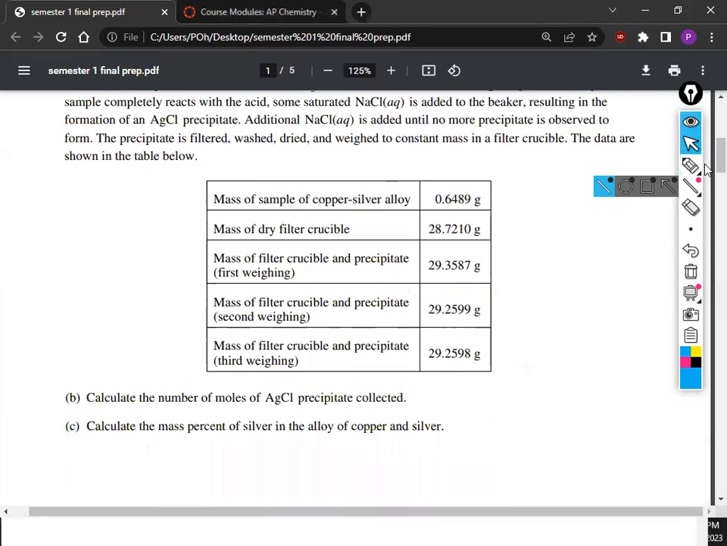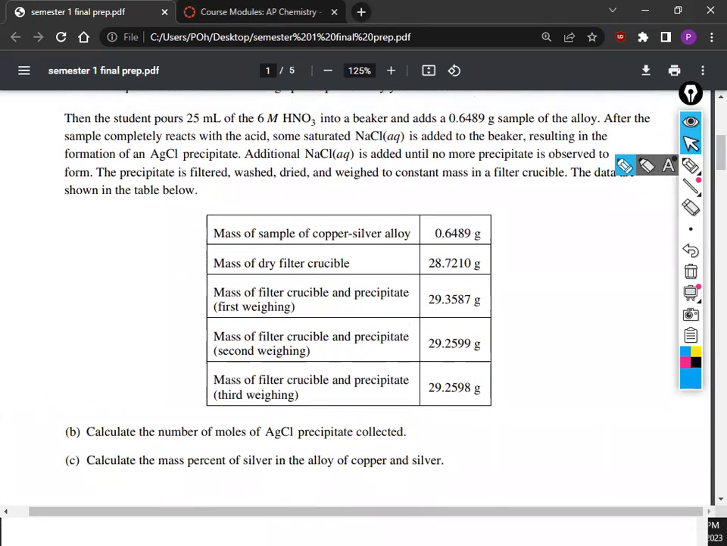Now, I'll give you guys about 5 minutes to do part B. This one, you're gonna be analyzing some data right here, and you're gonna be calculating the moles of AgCl precipitate. So take about 5 minutes to try it, and then we'll go to the answer.